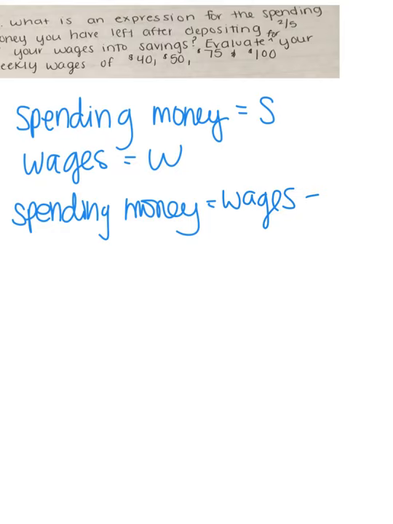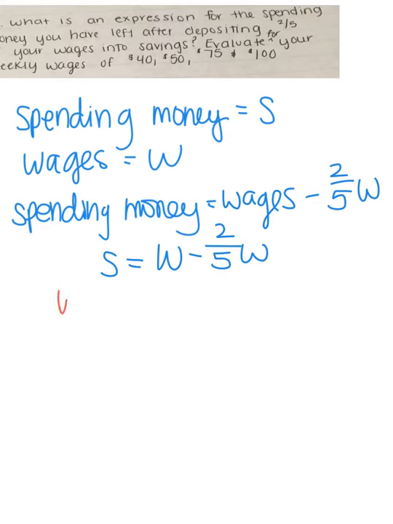And what we put in our savings is going to be 2/5 of our wages, right? That's what the question tells us. So I have this expression, S is our spending money equals W minus 2/5 W. Okay, that's my expression that I have to model how much money I have left after the amount of money I take and deposit or save 2/5 of that amount of money.